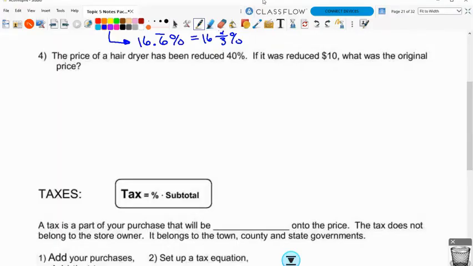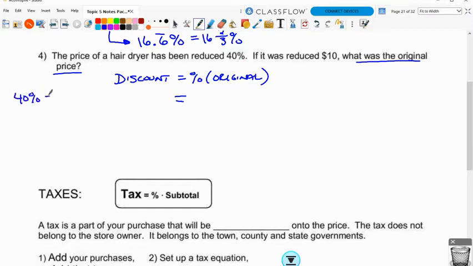In example 4, they tell us that the price of a hairdryer has been reduced by 40%. If it was reduced by $10, then they want to know what was the original price. What was the original price? So let's go ahead and start by writing discount equals a percentage of the original price. The percentage given was 40%. 40% written in decimal form is going to be 4/10 or 40/100. I'm going to go ahead and write 4/10.